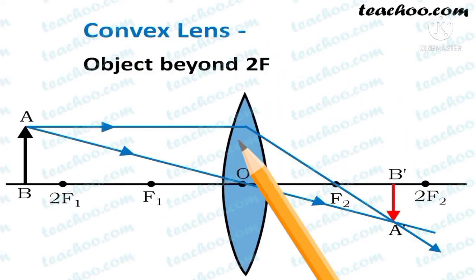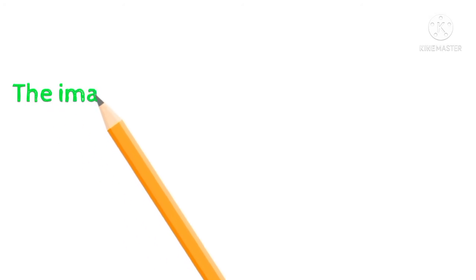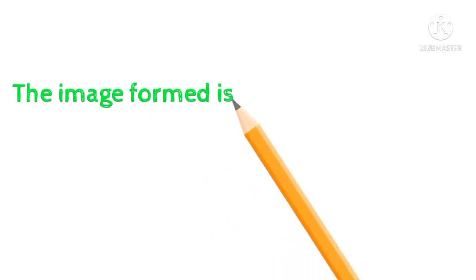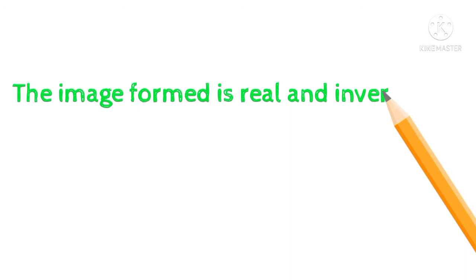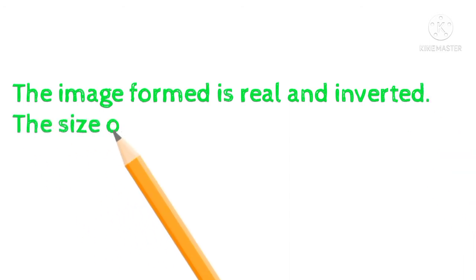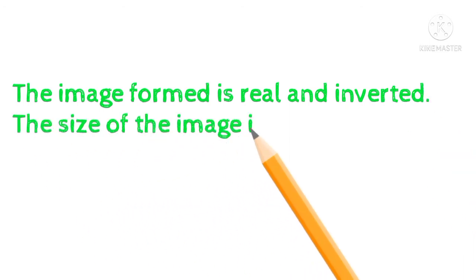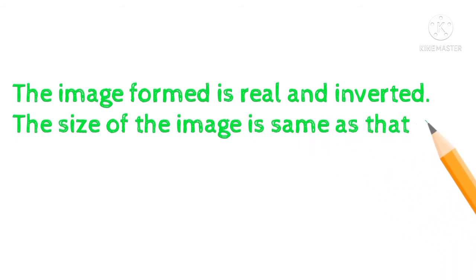Now let's see in the image. The image is formed between F2 and 2F2 where the object is placed behind 2F1, which is known as the center of curvature. Here the object is represented by the black arrow AB and the image is represented by the red arrow A dash B dash. Here the image formed is real and inverted.